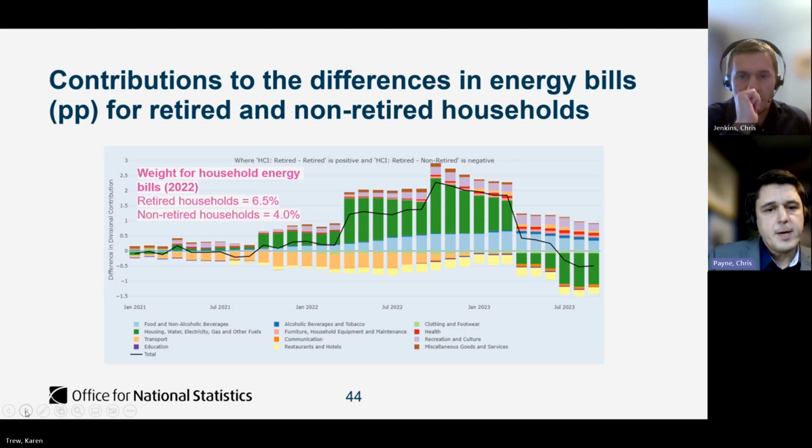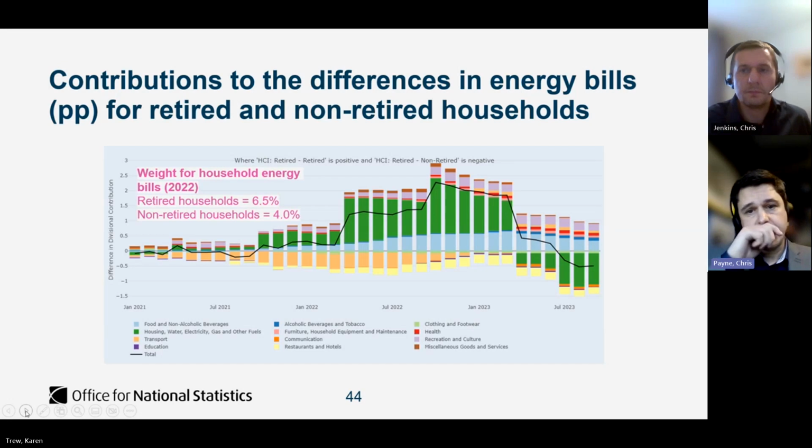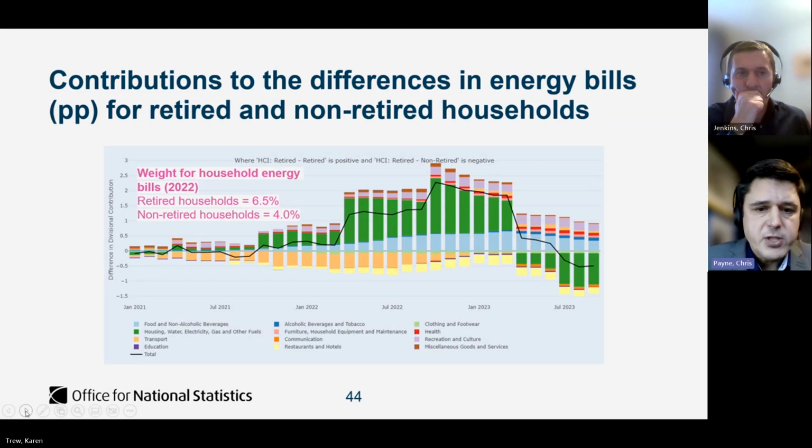So on this chart, the bars on the positive side of the axis, the bars that are above zero, are the spending categories that are contributing to higher inflation for retired households. The bars on the negative axis below zero are the spending categories that are contributing to higher inflation for non-retired households.